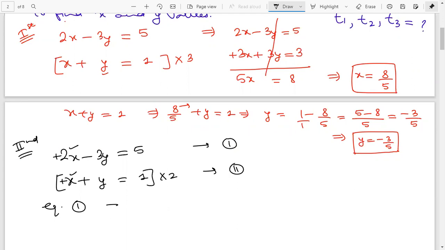First we will equate the coefficients of x, because 2 is the coefficient of x. In the second equation nothing is given, that means 1 is there. So we'll equate the coefficients of x. Right now it is plus 1, so we'll make it plus 2. So equation 1 minus 2 into equation 2.